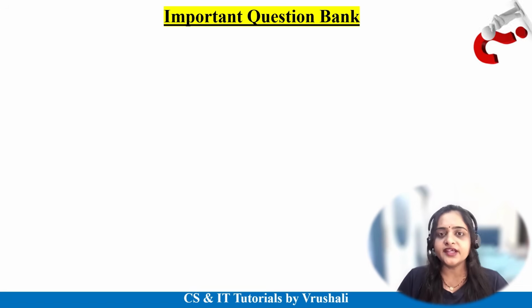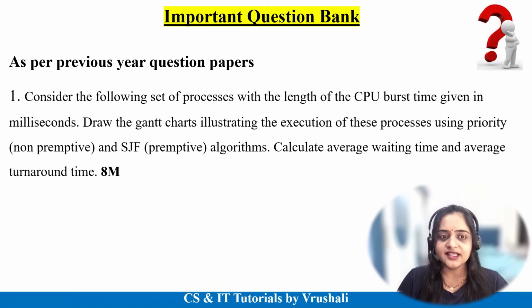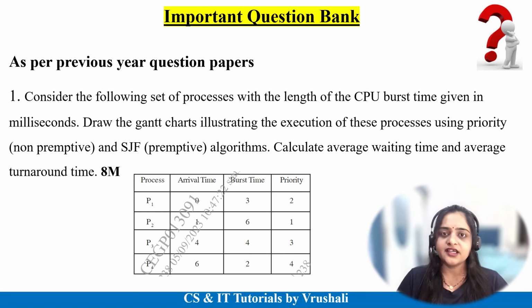Now, as per previous year question papers, they have asked this same question 2 to 3 times. See, consider the following set of processes. The length of CPU burst time is given, right? Then you need to draw the Gantt chart showing the execution of the processes, and you need to apply two algorithms: priority with the non-preemptive approach, then the SJF algorithm with the preemptive approach. You need to find out average waiting time and average turnaround time, and this data is given. So this question is generally asked for 8 marks. So prepare this same question for your examination.